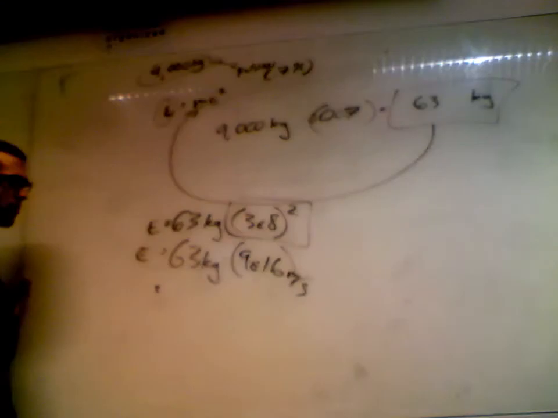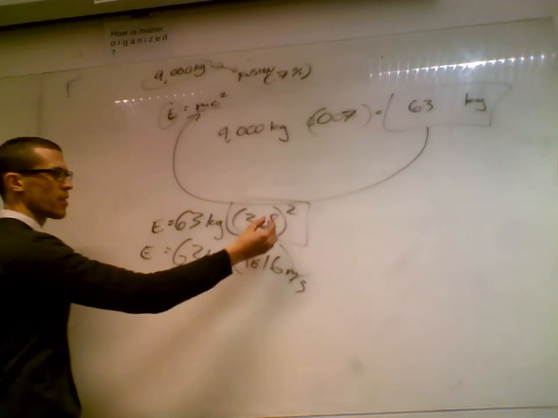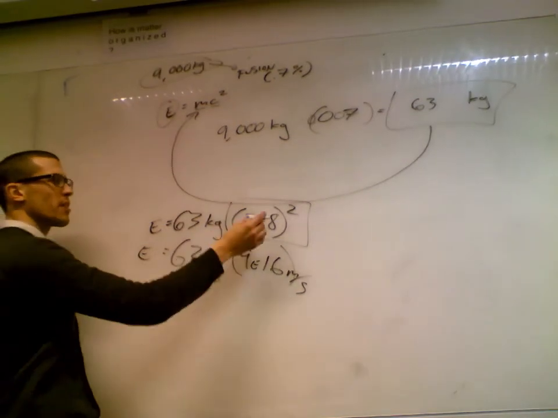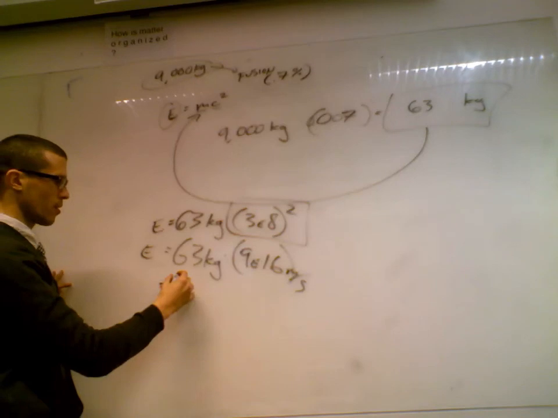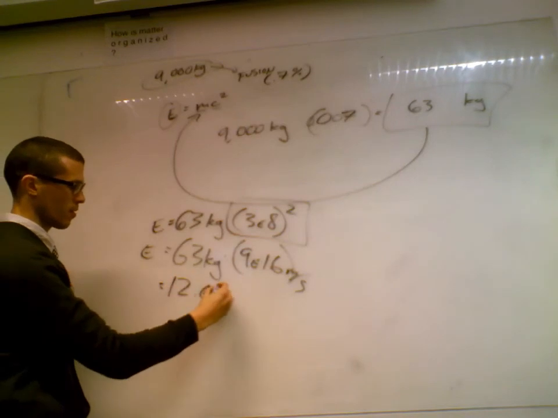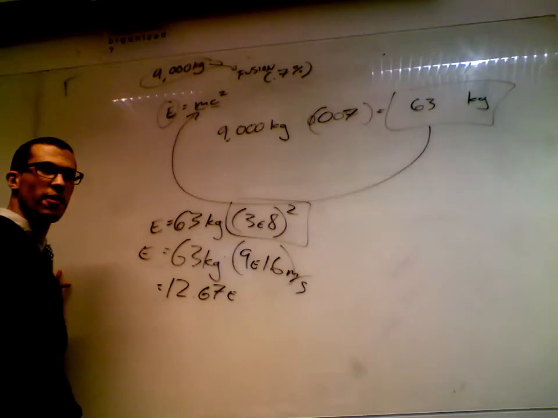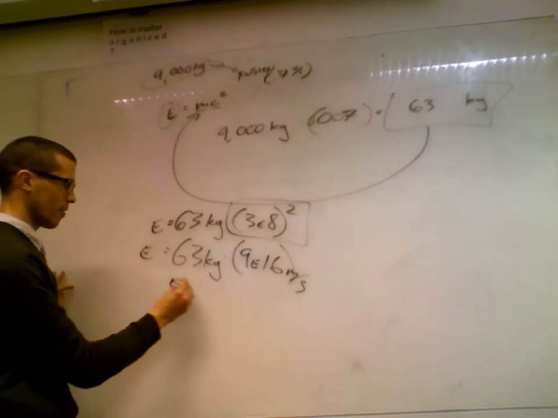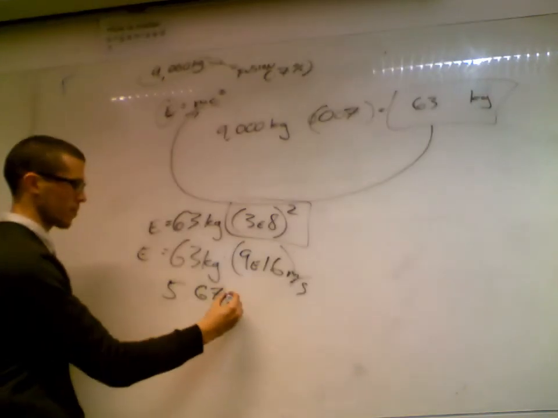Wait, isn't 8 squared 64? No, when it's e to the 8 raised to the second power, that means it's an exponent. Oh, you're right. So the answer is 5.67 E to the 18.